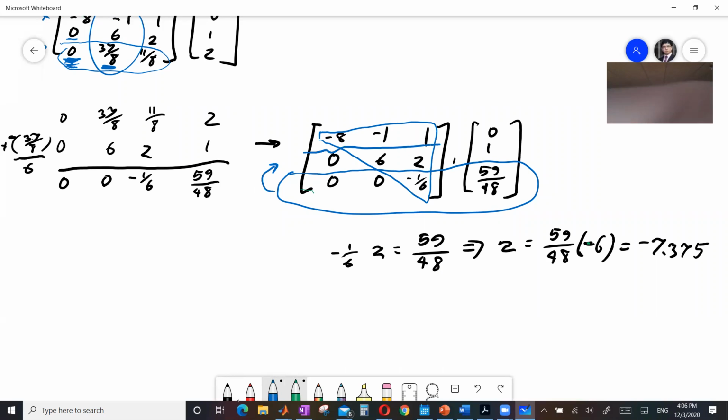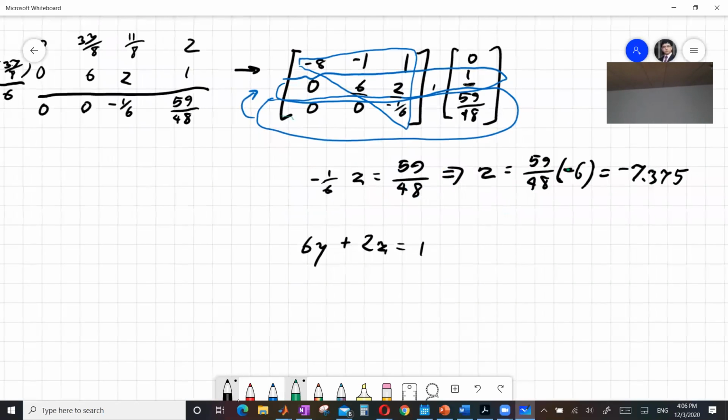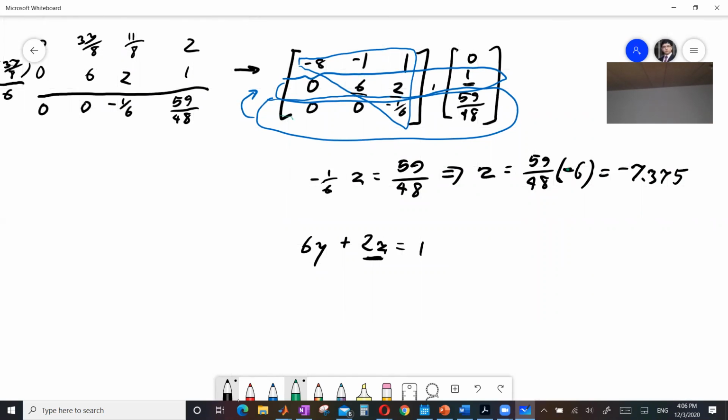So now we go to the previous row. This guy tells us 6y plus 2z, so this guy and this guy, equals 1. But we already know z, this is already known. So we know that y will be 1, which is the element in the vector b, minus the known variables, so 2 times z, which is negative 7.375, all that divided by the coefficient of y, this guy, 6. So we have y to be equal to 2.625.